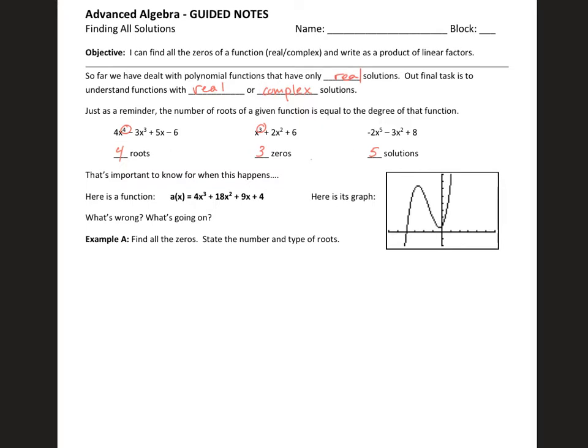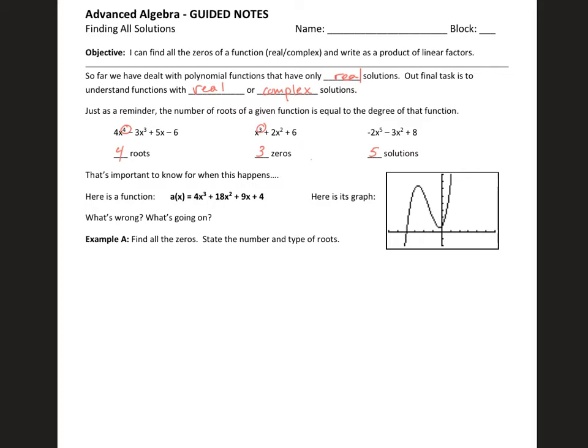So if we remember back to a quadratic, we said that a quadratic has real solutions if the graph crosses the x-axis. It has imaginary solutions if the quadratic does not cross the x-axis. Well, what's cool about that, we already know that a quadratic is a polynomial, right? It's just a polynomial with degree 2. The same thing happens for polynomials with higher degrees.